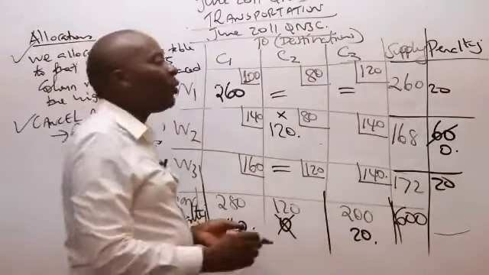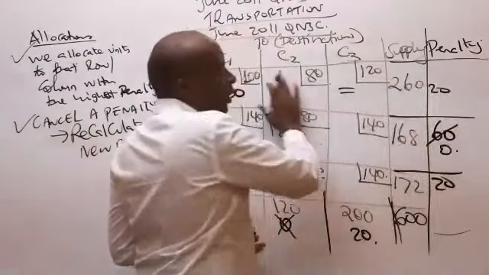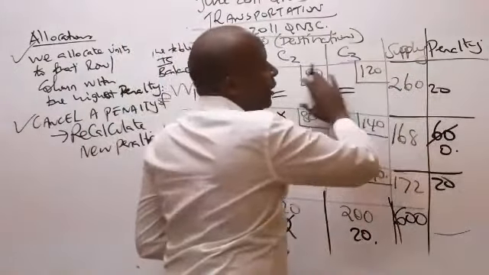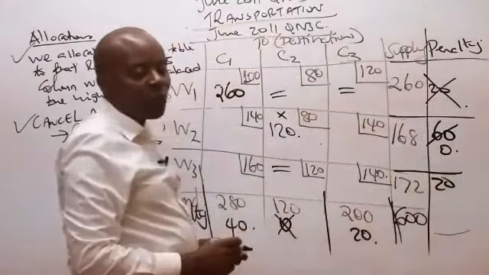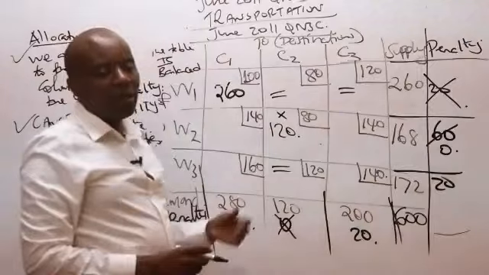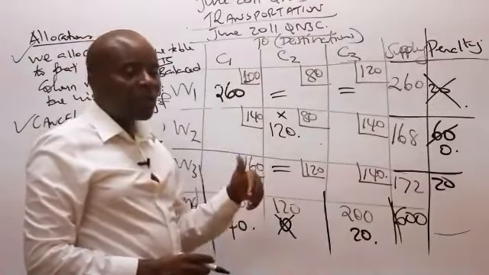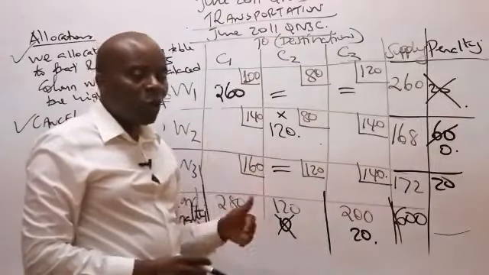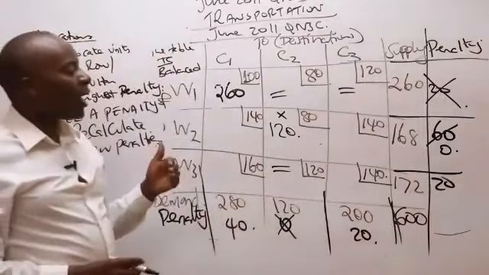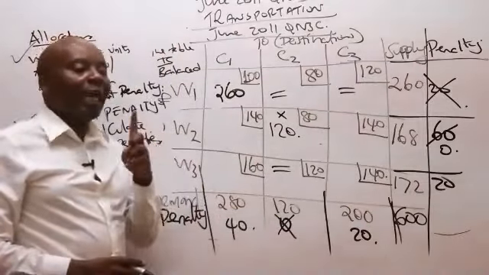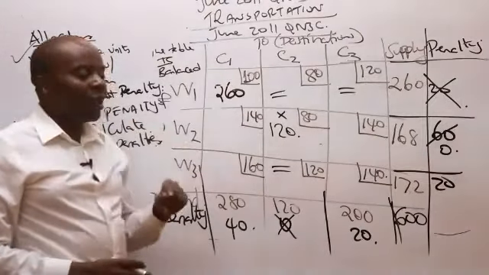Once I do that, I know that now this entire row, with its empty cells blocked, is done. And if it's done, then we have to cancel that 20. Remember the rule of cancellation of penalties. Anytime you cancel a penalty, you must always recalculate new penalties.